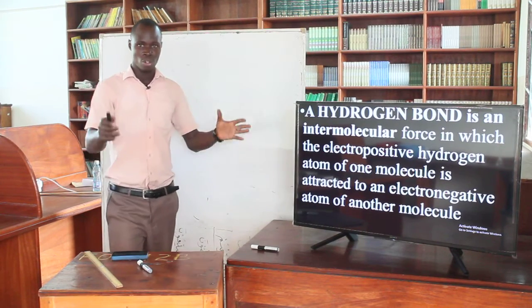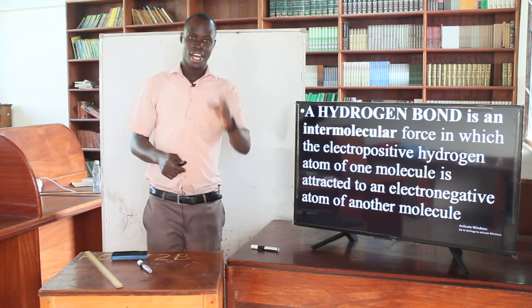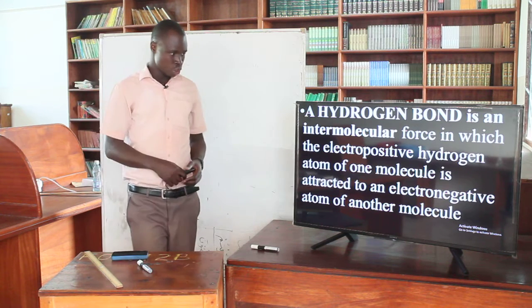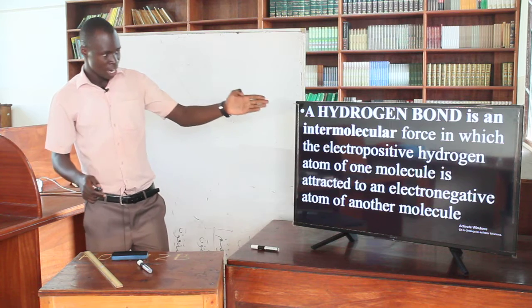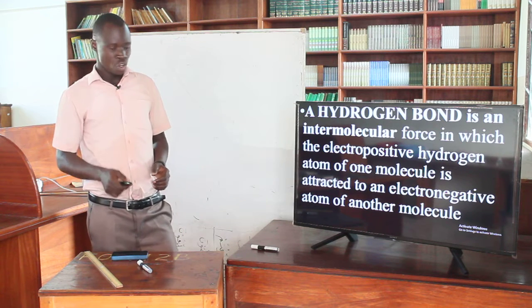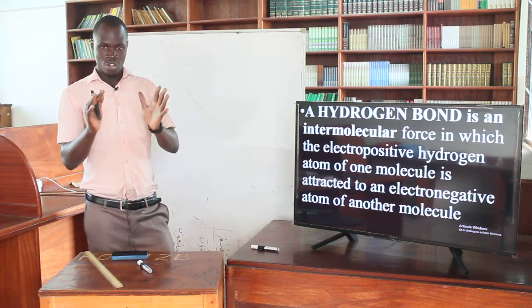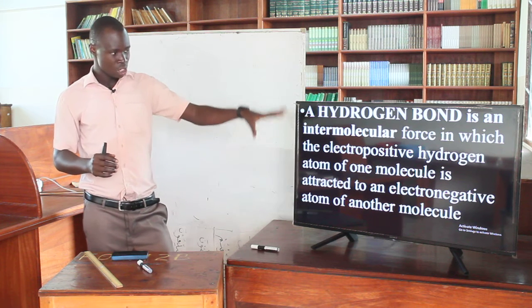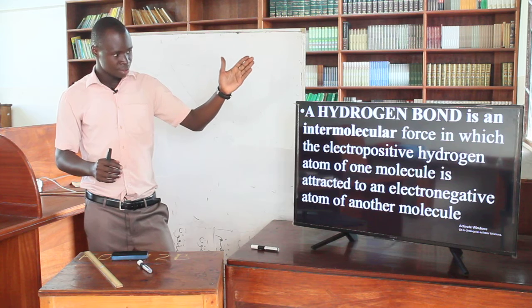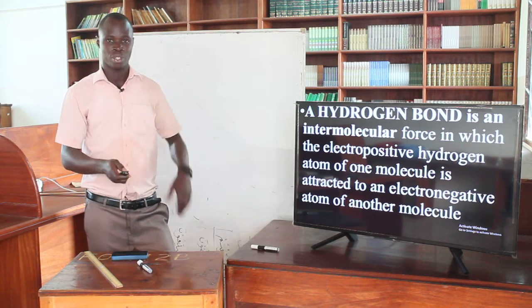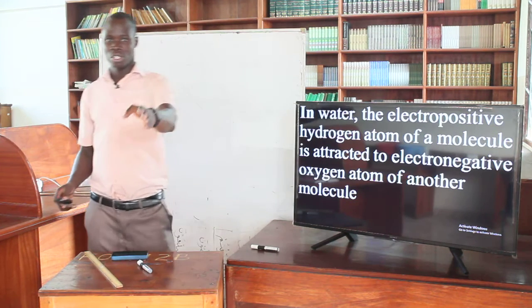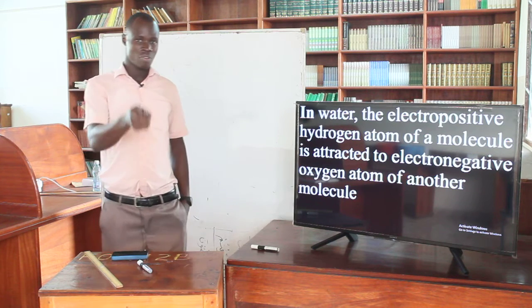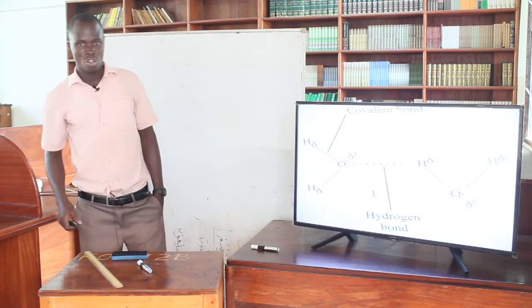Hydrogen bond is an intermolecular force in which the electropositive hydrogen atom of one molecule is attracted to the electronegative atom of another molecule. And in this case, our electropositive atom is hydrogen. In any hydrogen bonding, the reason it's called a hydrogen bond is that there has to be an electropositive hydrogen atom. Then in water, the electropositive atom is hydrogen, while the electronegative atom is oxygen.